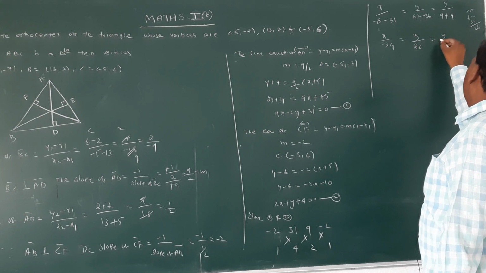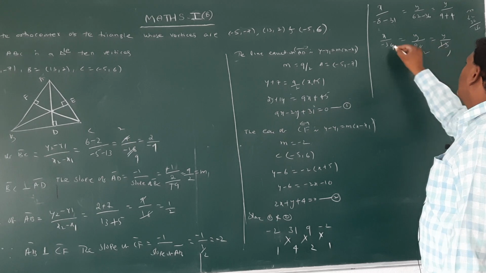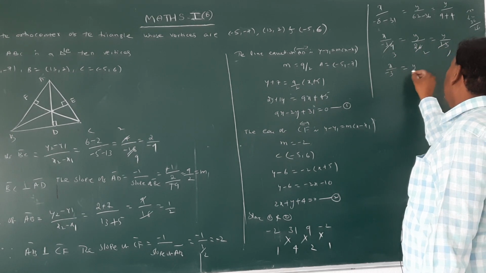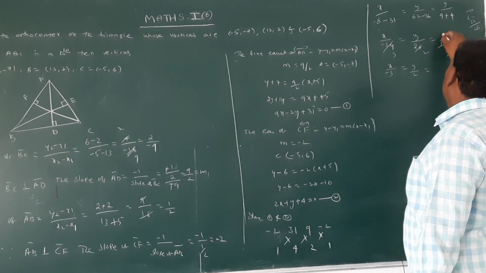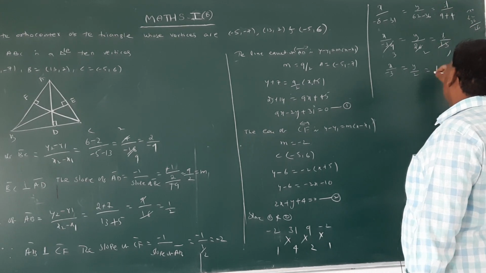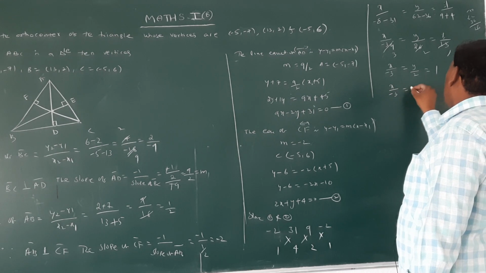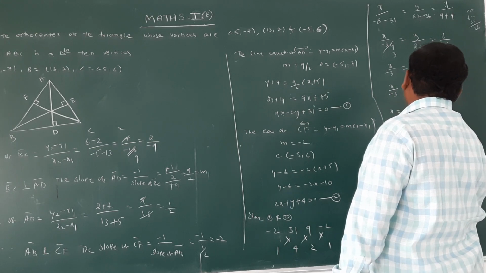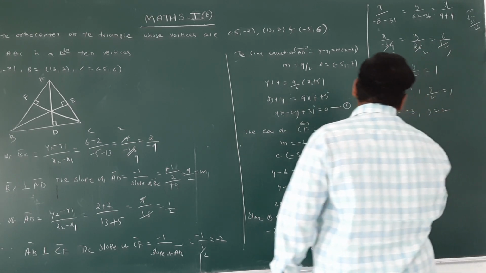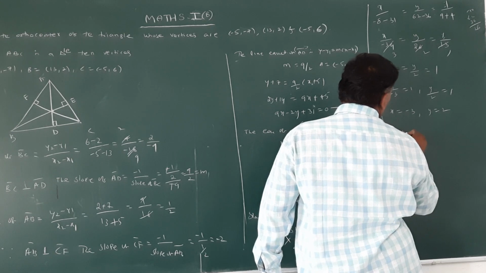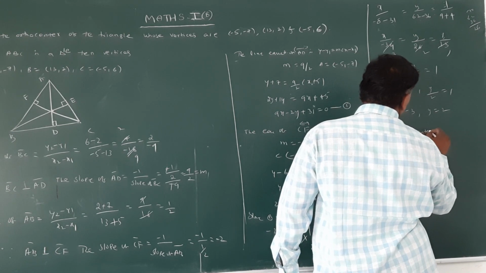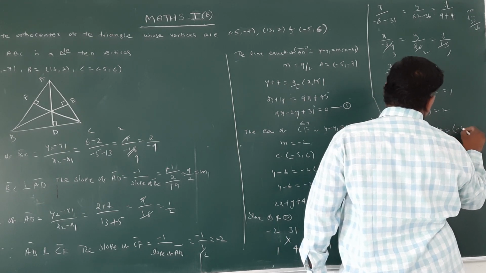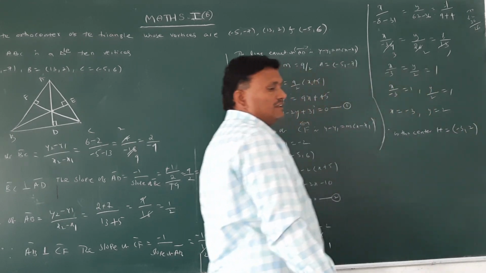X by minus 3 is equal to y by 2 is equal to 1. So x by minus 3 is equal to 1, y by 2 is equal to 1, x is equal to minus 3, y is equal to 2. Therefore, the orthocenter is equal to minus 3 comma minus 2.